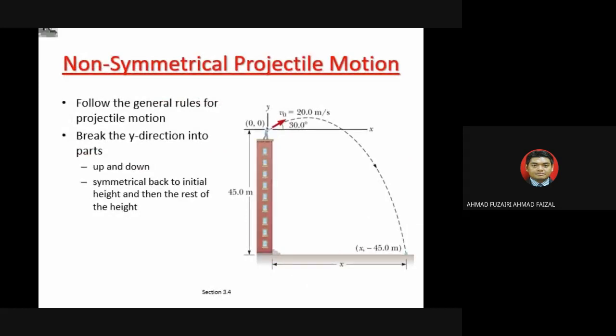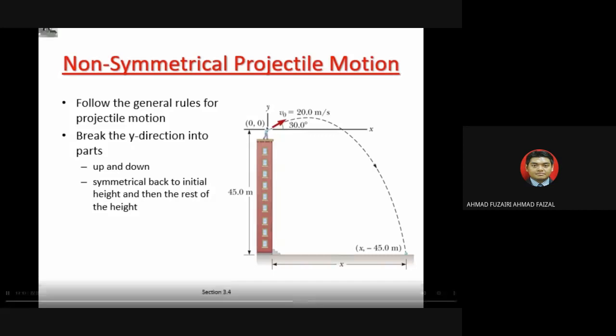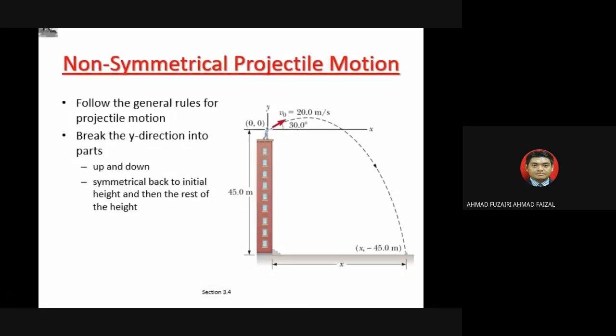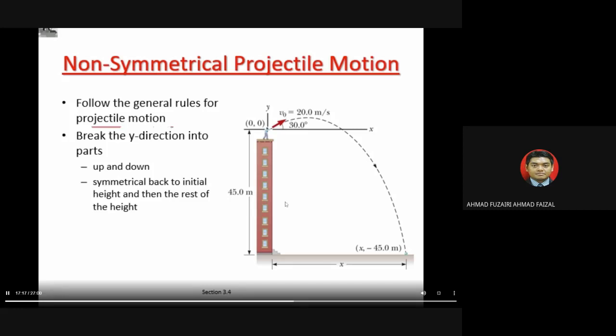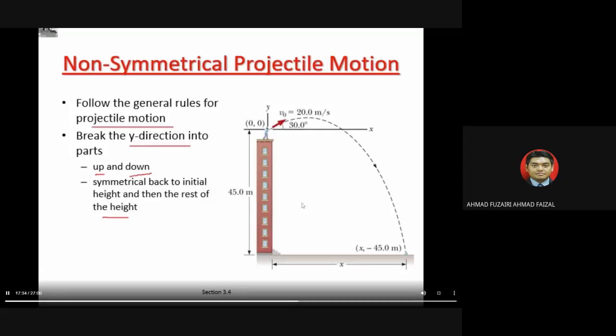For non-symmetrical projectile motion, we have to follow the general rules for projectile motion and break the y direction into a part up and down, symmetrical back to the initial height, and then the rest of the height. Look at example 3.5 in your textbook.